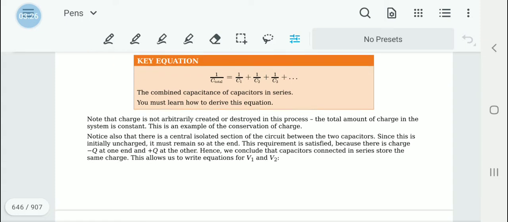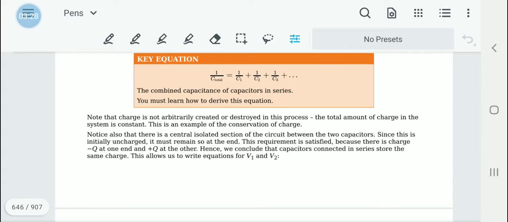So these are the capacitors. The key equation is 1 upon C total. Remember that also, it is not C total equals 1 upon C1. It is 1 upon C total equals 1 upon C1 plus 1 upon C2, etc. What we need to understand is that the total amount of charge in the system is constant. So here we are seeing an example of the conservation of charge.